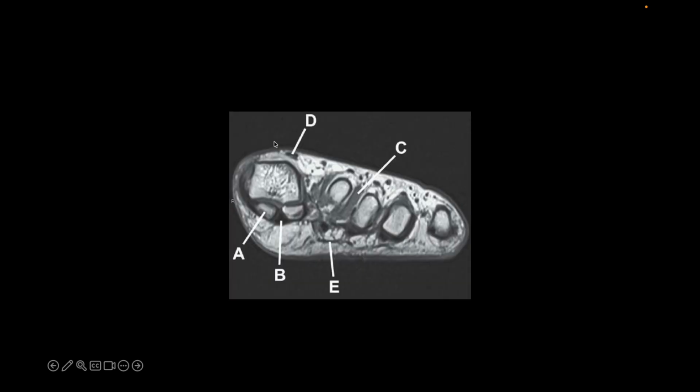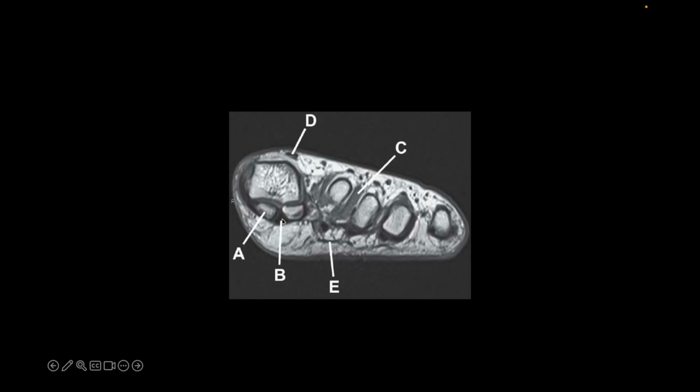This is in the foot, and a few key structures to remember. Remember, you've got your sesamoid bones. This is what it looks like on the MRI. Remember, your sesamoids run through the flexor hallucis brevis tendon. This is medial, this is lateral, because the toes are lateral to the big toe. So yeah, medial head and lateral head of the flexor hallucis brevis tendons. That's what they run through.